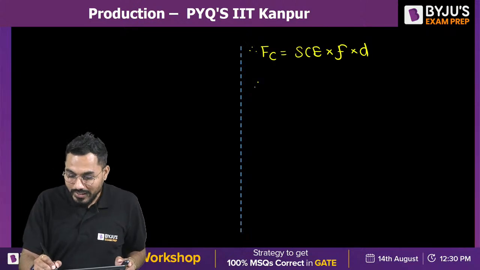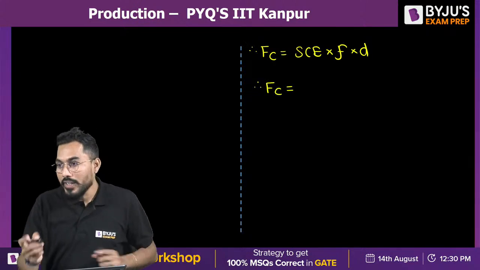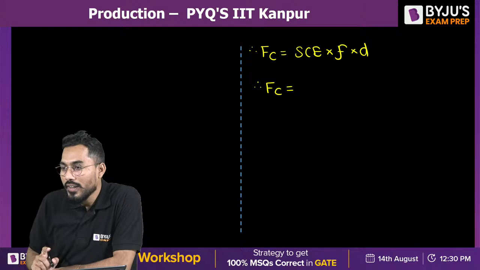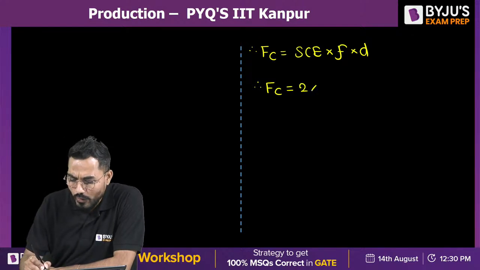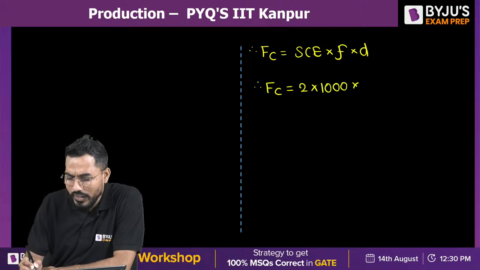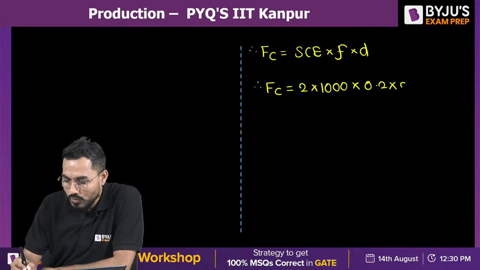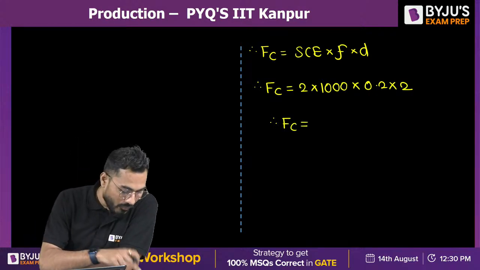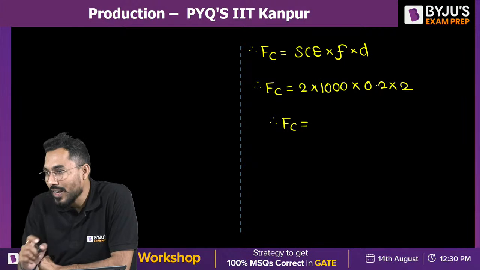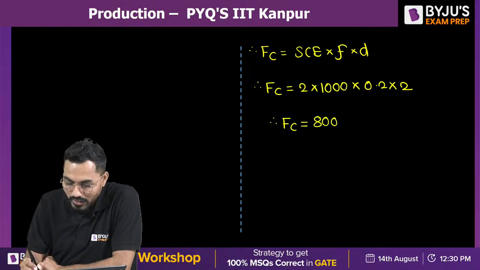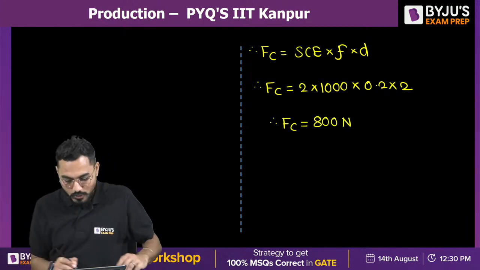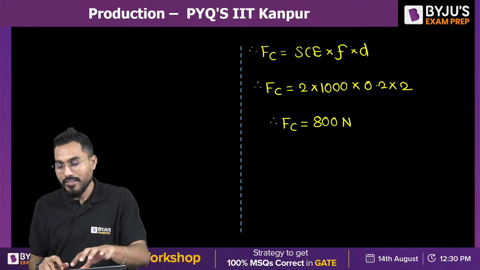So I'll say that, sir, it is exactly equal to FC. Can somebody tell me what is the answer? Cutting force? Okay, 2 into 1000, multiplied by feed. क्या है भैया feed? Feed is 0.2. Right, fine. And depth of cut is 2. So therefore, cutting force FC is coming exactly equal to, if I'm not wrong, is there any answer coming to anyone? 800 Newton. This is my answer coming.